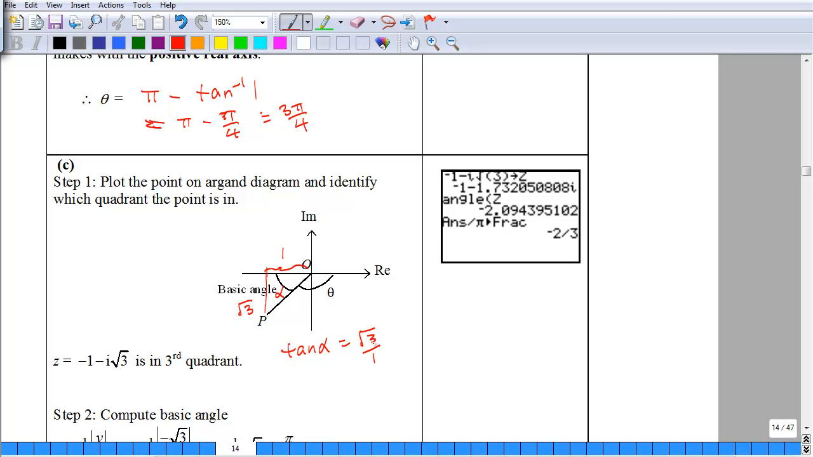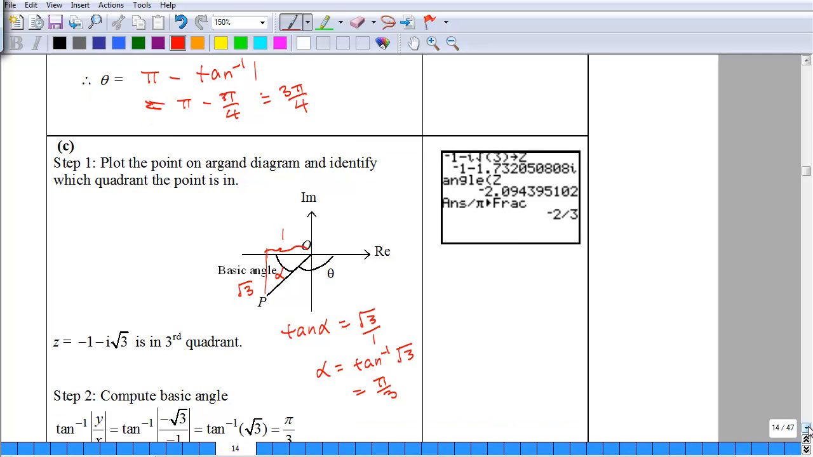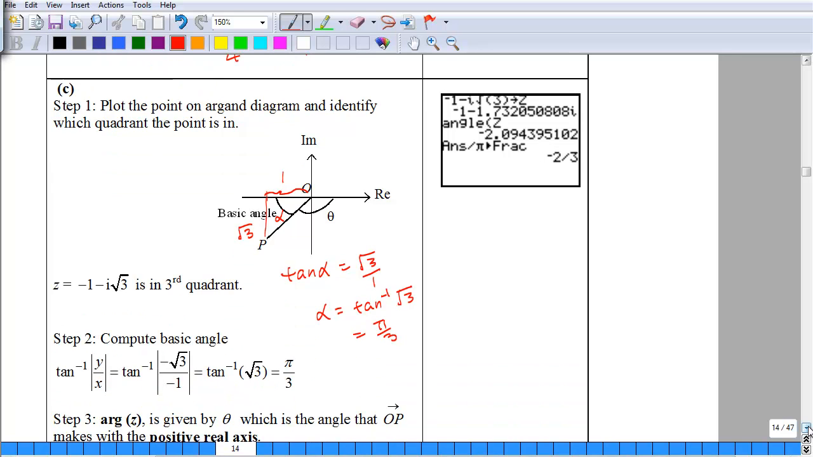Notice that I won't include the negative sign for negative root 3 and negative 1 here, because basic angle is always positive. I will always ignore the negative sign when I'm trying to find basic angle. So from here, alpha will be inverse tangent of root 3. That gives me 60 degrees, which is pi over 3. And this is exactly this part.